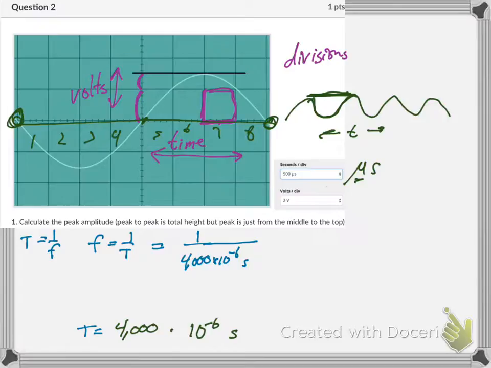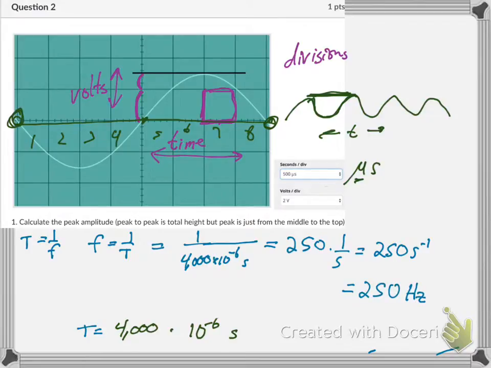And if you do that in your calculator, you end up with 250 times 1 over a second, which is the units of a hertz. So again, 250 times seconds to the negative 1, or 250 hertz. Okay, hertz is the cycles per second, or just 1 over a second, or second to the negative 1. So that's how you find the frequency.